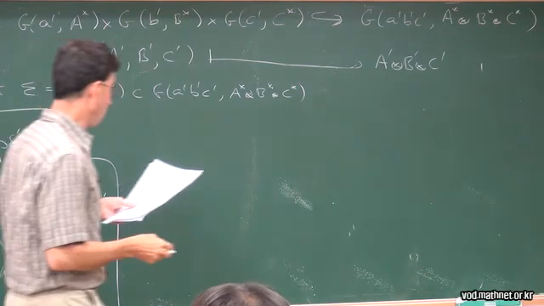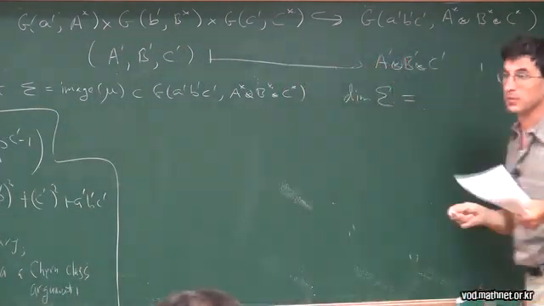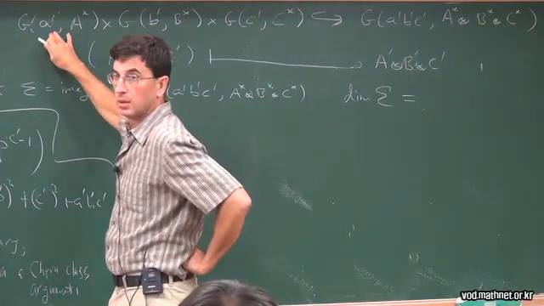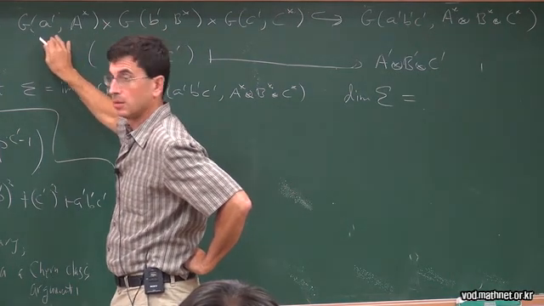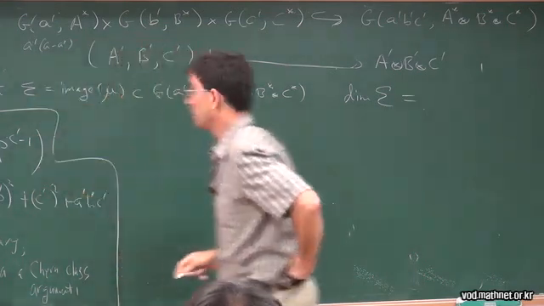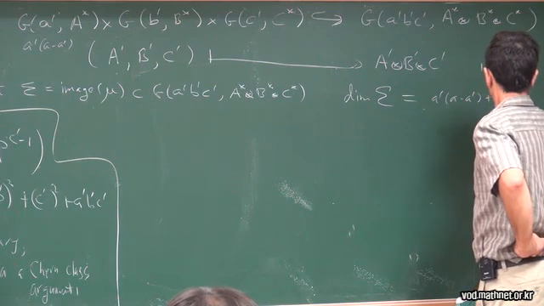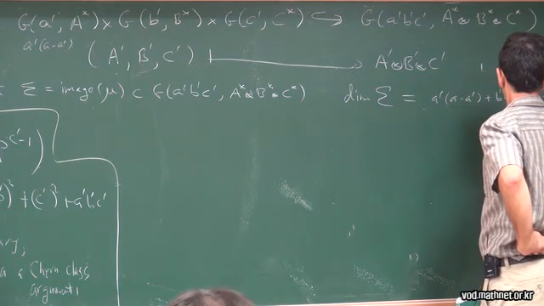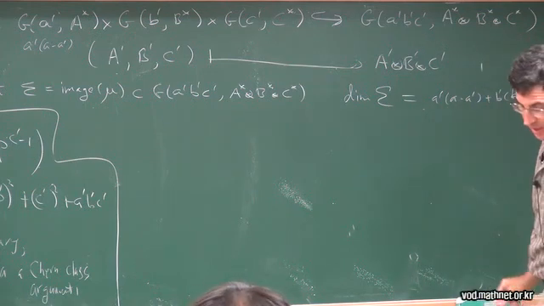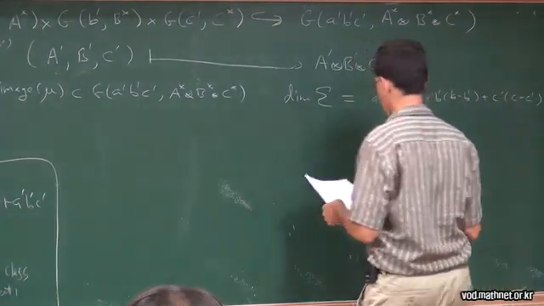So in particular, what is the dimension of sigma? Do you know the dimension of the Grassmannian? It's the dimension of this space: A' times (A minus A'). The dimension of sigma is A'(A minus A') plus B'(B minus B') plus C'(C minus C'). And what we want to do is construct an incidence correspondence.